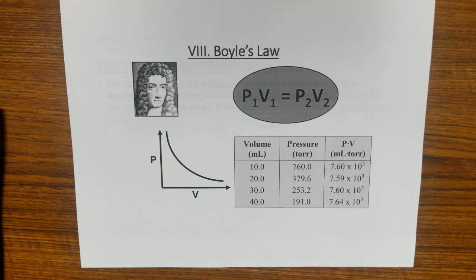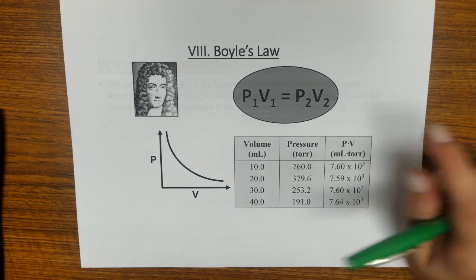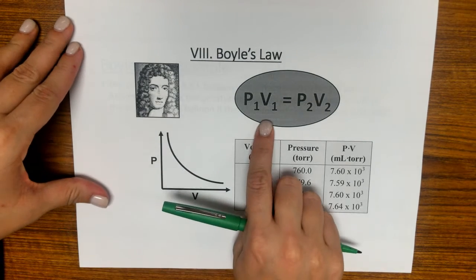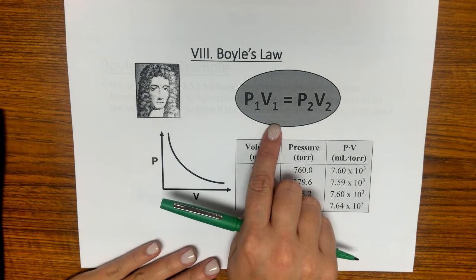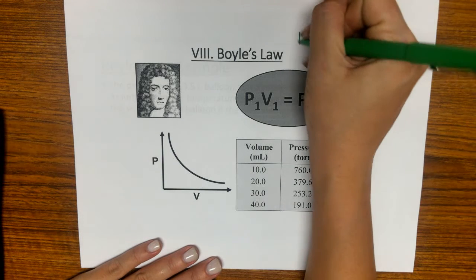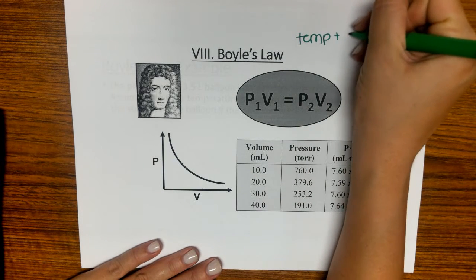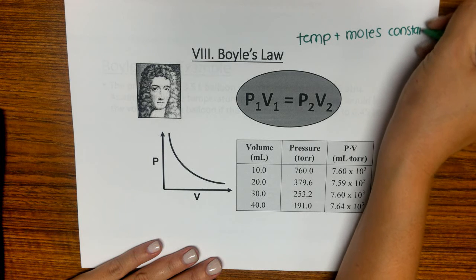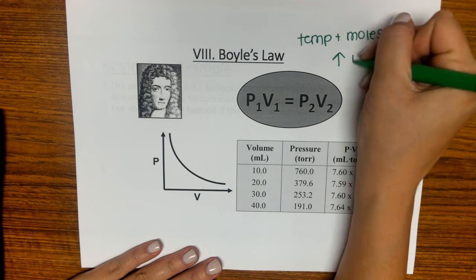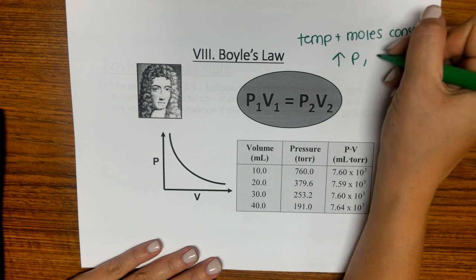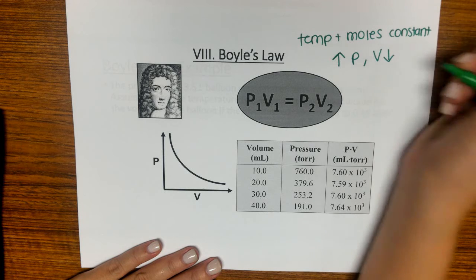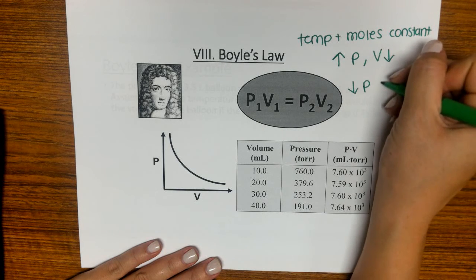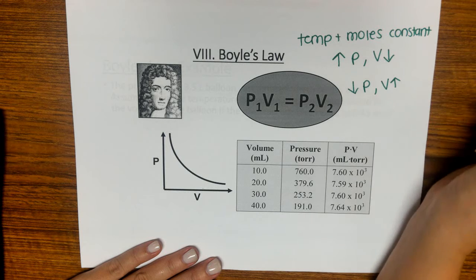We're going to go over Boyle's and Charles' law. This is Mr. Boyle, and his law has to do with the pressure and the volume of a gas. And he said if you have a gas where temperature and the moles of gas are constant, that if you increase the pressure, the volume will decrease, or vice versa. If you decrease the pressure, then the volume has increased.